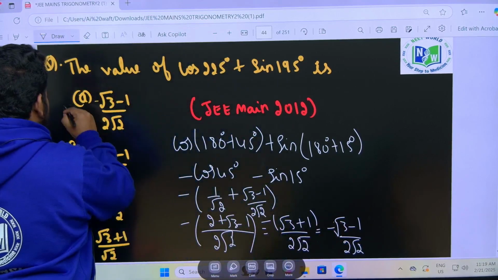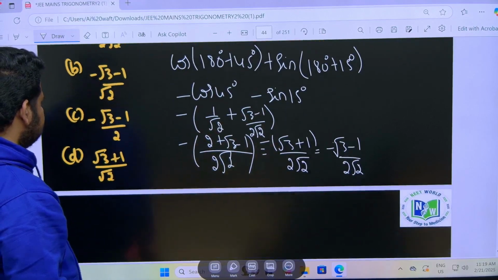Minus root 3 minus 1. So the correct answer is option A. Very simple, fairly simple.